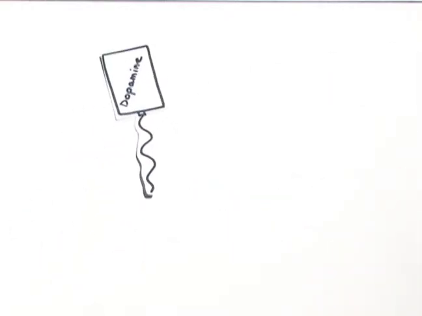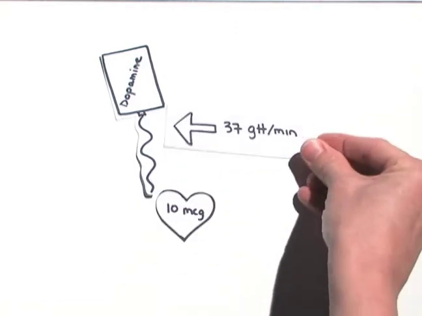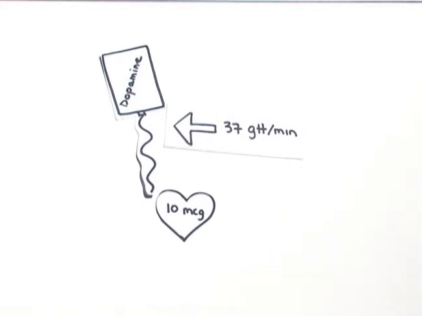So what does that mean? It means that if you want to give your patient dopamine at a dose of 10 micrograms per kilogram per minute, then you would need to set your drip rate at 37.5 drops per minute.